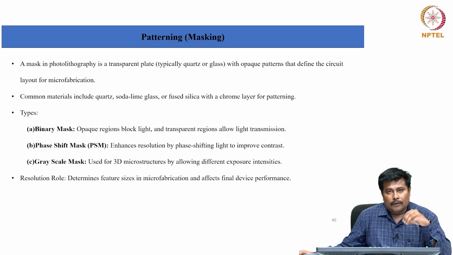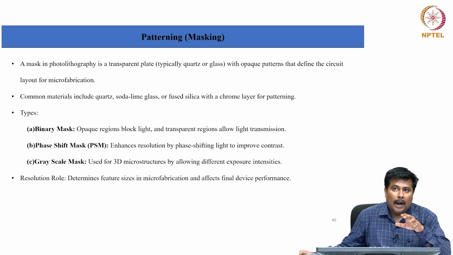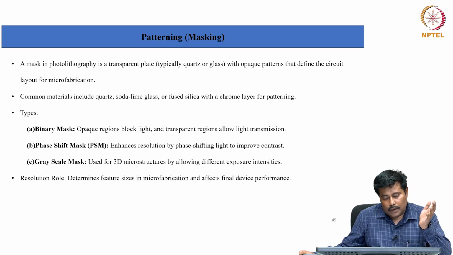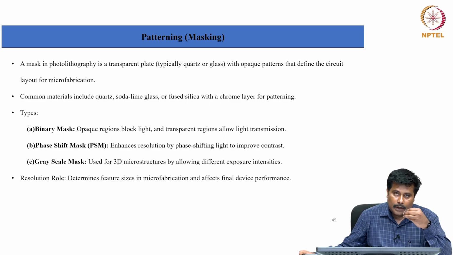Now, let us discuss masking in photolithography. A mask in photolithography is a transparent plate, typically quartz or glass, with an opaque pattern that defines the circuit layout for microfabrication. The common materials included are quartz, sometimes soda lime glass, or fused silica with a chrome layer for patterning. There are different types of masks.